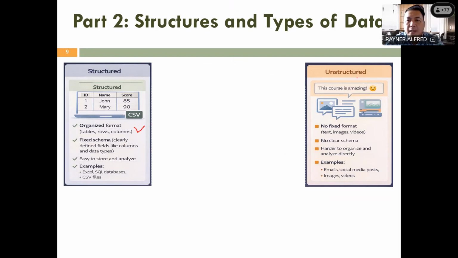In contrast, the unstructured has no fixed format. We have text, images, video. This comprises 80% of your data, and the structured is only 20%. There is no clear schema. Schema means the template to store them. It is harder to organize because normally we store them in a folder or in a specific big object database.